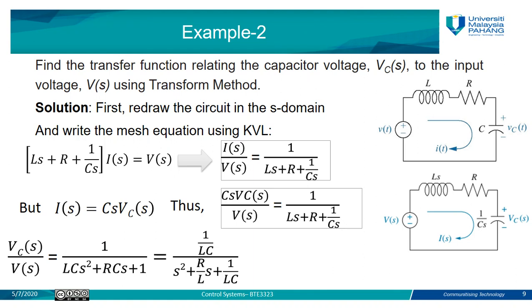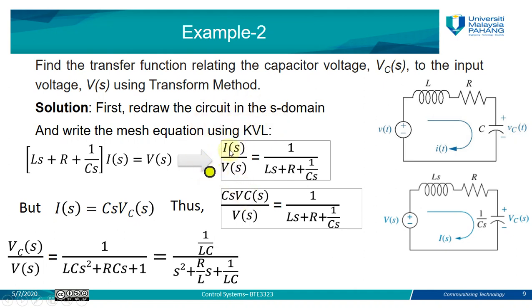So we are going to repeat example one here, but to find the transfer function that relates VCS, which is the voltage of the capacitor, and the input voltage. So the transfer function is equal to VCS over VS. But we are going to use the transform method instead of the differential equation method. We said in the beginning that during mathematical modeling we will focus more on the transform method, because it's a little bit easier than the differential equation method.